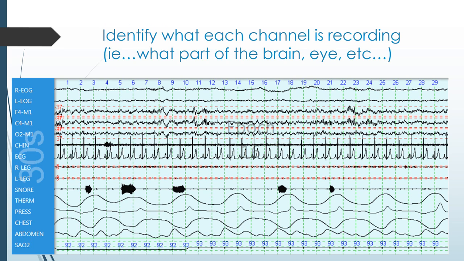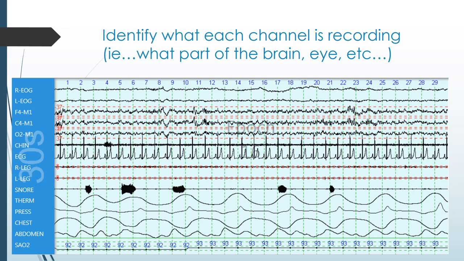Okay, so looking at this epoch now, this sleep study, can you identify what each channel is recording? For example, what part of the brain is being recorded on each channel? Or is a channel recording an eye? Or is a channel recording a chin? That's where you should be heading to.